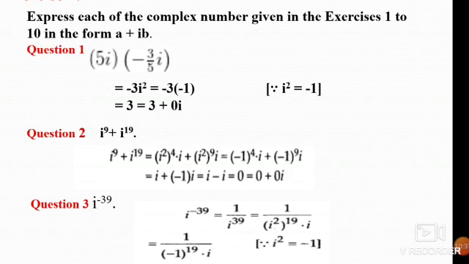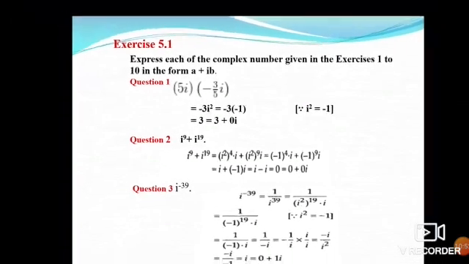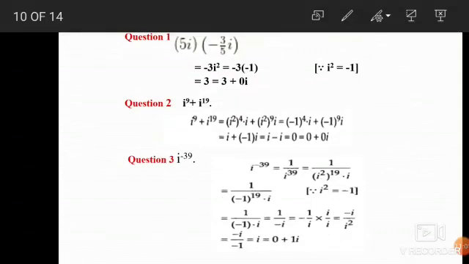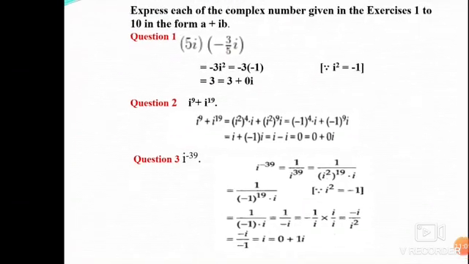Now similarly, what is i power minus 39? It can be written as 1 by i power 39. It can also be written as i square the whole power 19 into i. We know that i square is minus 1. Substitute the values and write it as minus 1 by i into i. You will get minus i by i square, that is nothing but 0 plus 1i.